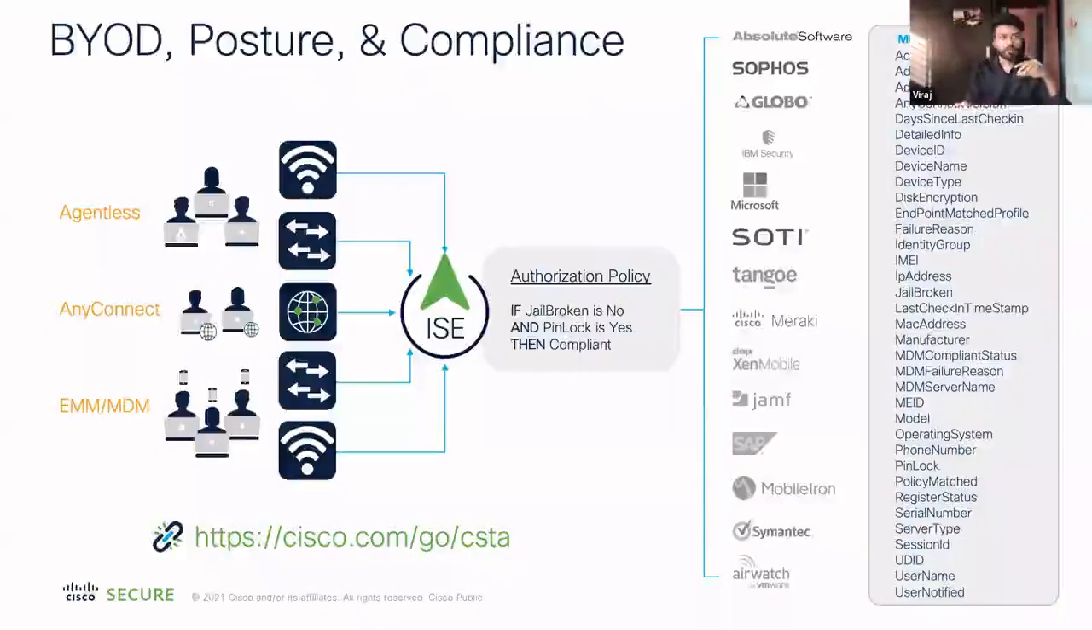And all the things that you see here, right? So is the device encrypted? Is it jailbroken? All those things you see at the right side, they can all be monitored before giving access, right? So that's what I wanted to quickly give as an example. So this is an example right here on the screen, right? If jailbroken for an iPhone is set to no, but the pin lock is set to yes, only then it's compliant, right? Only then you are going to get access. If not, you're not going to get access.